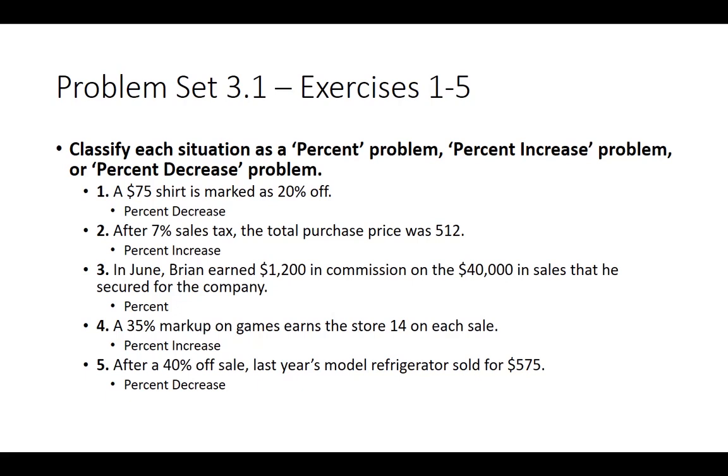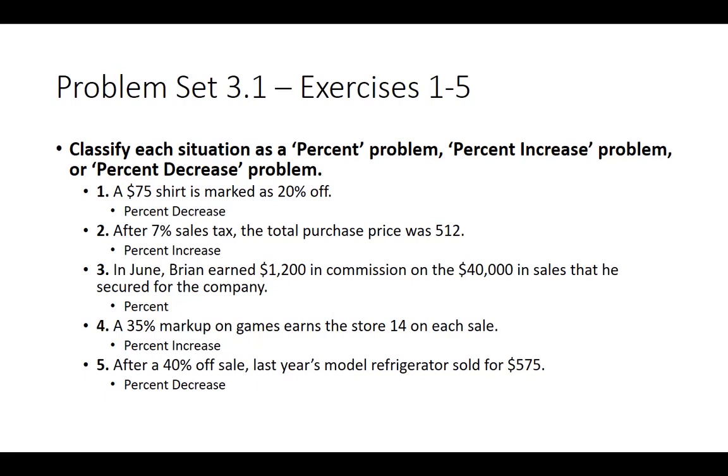Number 1, a $75 shirt is marked as 20% off. 20% off is a 20% decrease. This is a percent decrease problem. Number 2, after 7% sales tax, the total purchase price was $512. Sales tax is an increase on 100%. This is a percent increase problem.